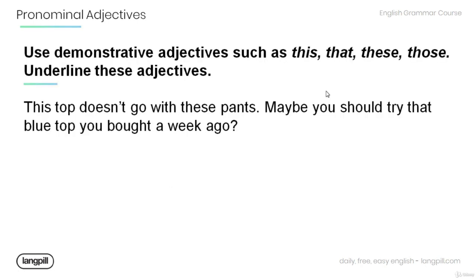Now let's review and practice a bit. Remember that this, that, these, and those are demonstrative adjectives. Now read the following sentences and underline these adjectives. This top doesn't go with these pants. Maybe you should try that blue top you bought a week ago. This, these, and that.